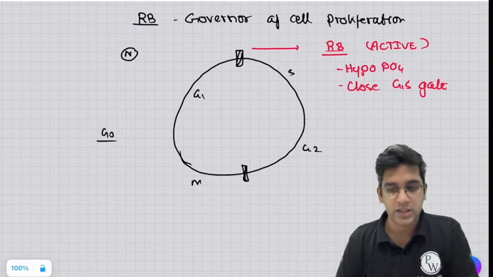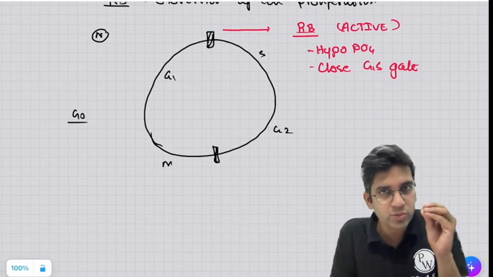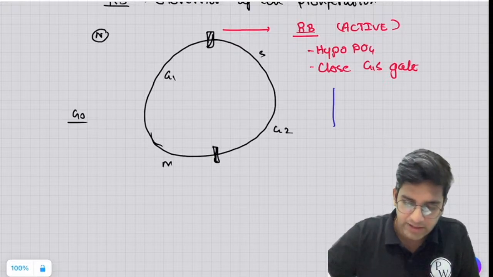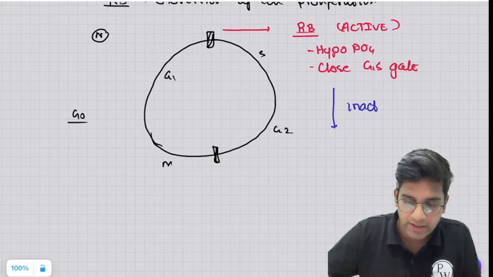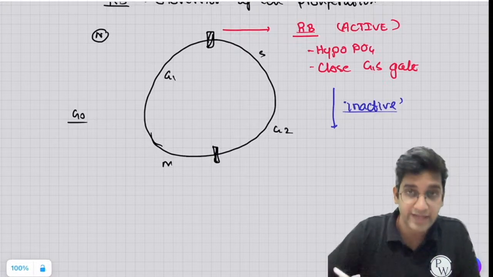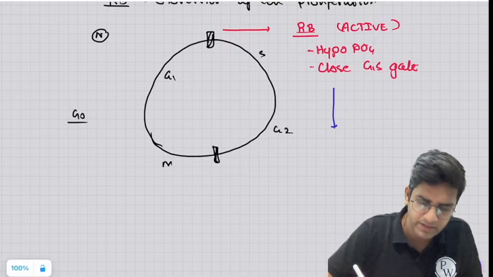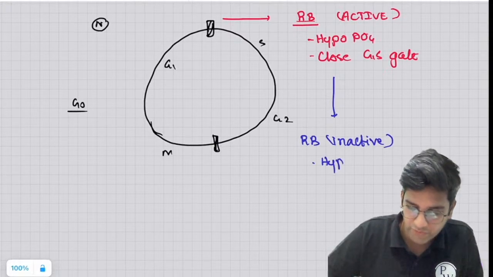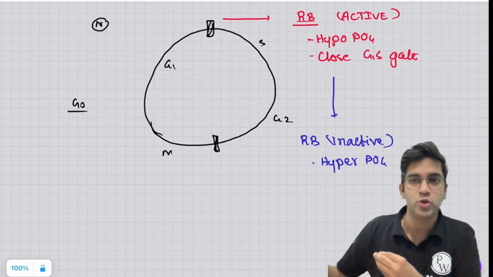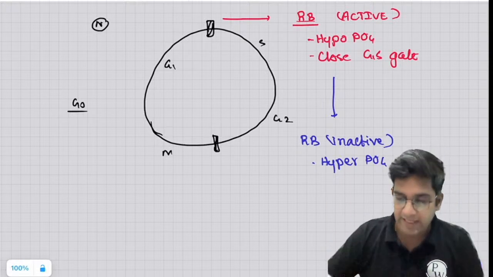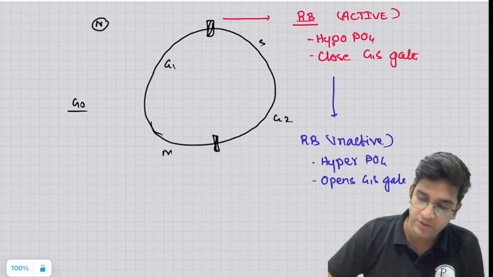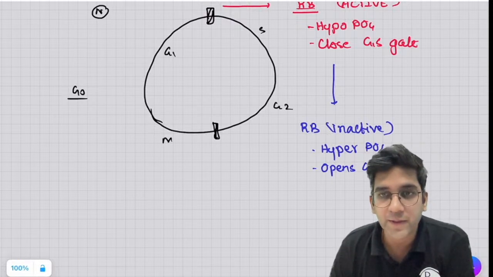Clear? Perfect. Now if a cell has to move from G1 to S, what should I do to retinoblastoma? Should I make it active or inactive? Obviously it should be made inactive, right? So I need to inactivate it, and the inactivation is only by one means. We'll learn about it very soon. If the RB gene becomes inactive, it's not functioning, right? So it will be by phosphorylation. I need to add a phosphate group. When there's phosphorylation, it becomes inactive, and this completely opens your G1/S gate. This is what happens here. Perfect.